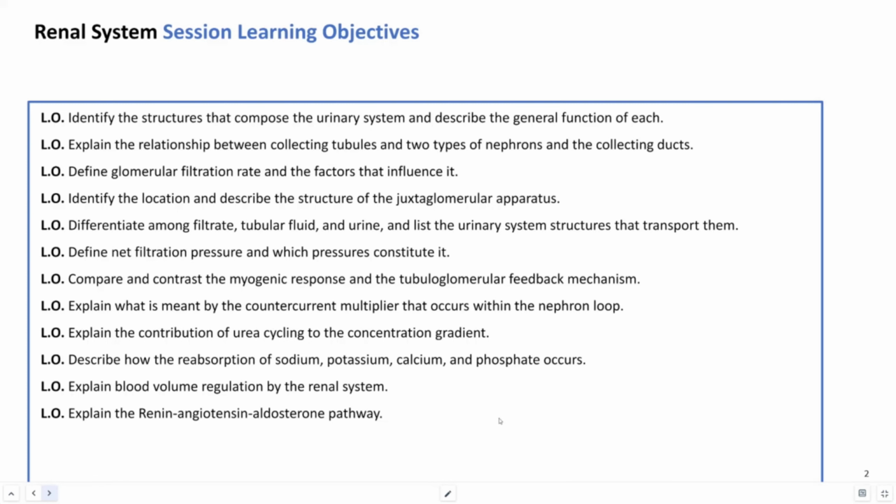Compare and contrast the myogenic response and the tubuloglomerular feedback mechanism. Explain what is meant by the countercurrent multiplier that occurs within the nephron loop. Explain the contribution of urea cycling to the concentration gradient. Describe how the resorption of sodium, potassium, calcium, and phosphate occurs. Explain body volume regulation by the renal system. And explain the renin-angiotensin-aldosterone pathway.